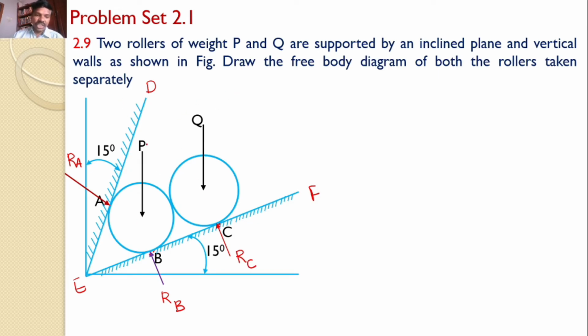In addition to this, the roller P is supported by Q and Q is supported by P. So there must be reaction forces on each roller by the other roller. What is the direction of those reactions?